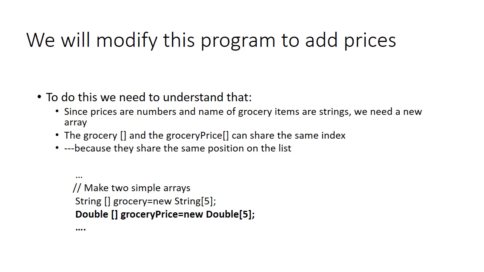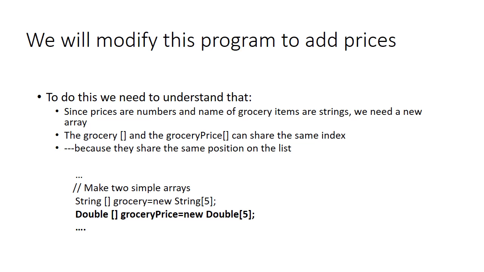Now we're going to modify the program to accept prices into the grocery list. Since prices are numbers and the names of the grocery items are strings, we know we need to have a different array. The grocery array and the grocery price array can, however, share the same index. And that means that they share the same position on the list. So if I put apples first on the list, then the price for apples will also be first on the list.